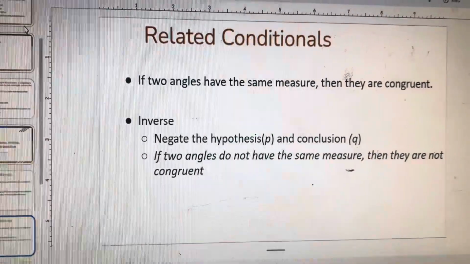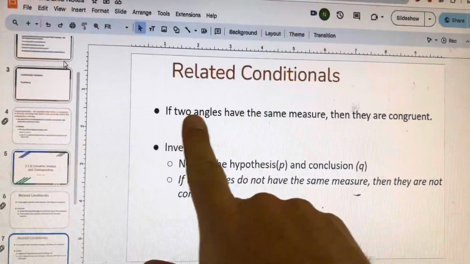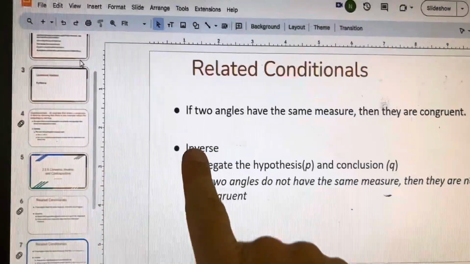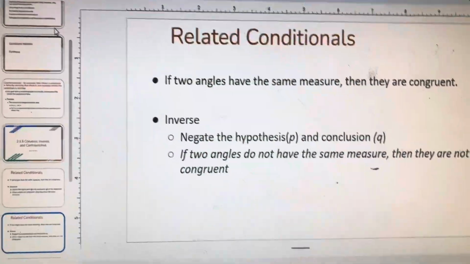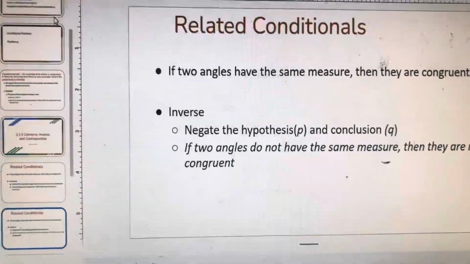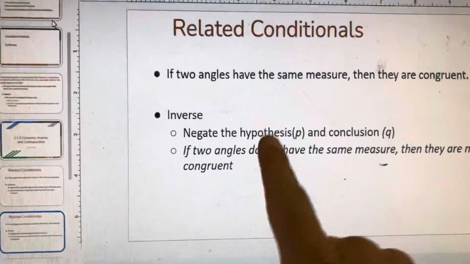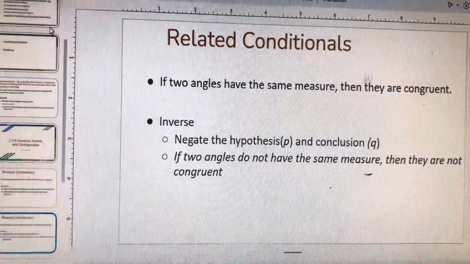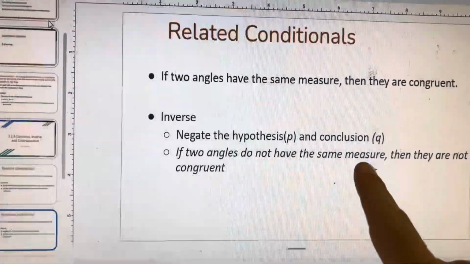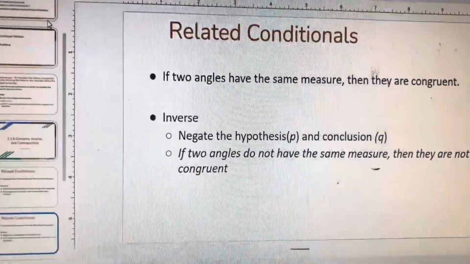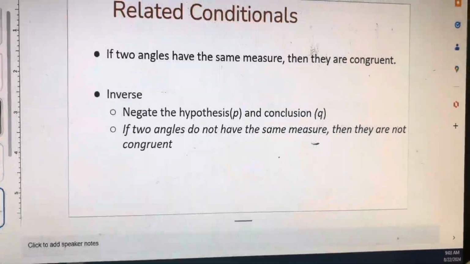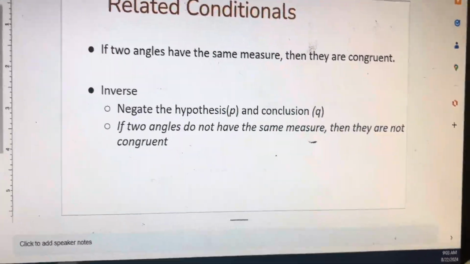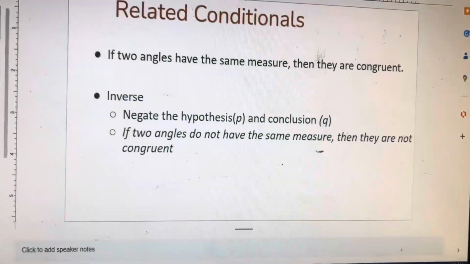The next one that we have is the inverse. So we have our same statement. If two angles have the same measure, then they are congruent. When we have the inverse, we're going to add the word not. We are going to negate both the hypothesis and the conclusion. Don't just pick one. So if two angles do not have the same measure, then they are not congruent. All we have to do is add the nots. We don't have to worry about whether it's going to be correct or not. We're just going to add those nots and then move from there.